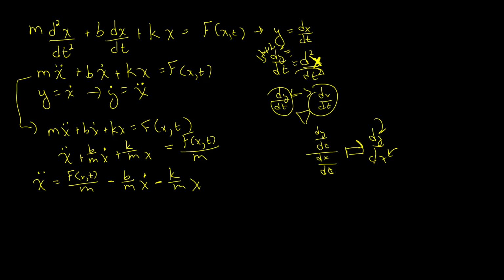But x double dot is y dot from our substitution up here. And so I'm going to have my driving function minus, well, x dot is y, minus k over m x. And so I've taken this differential and have it in terms of variables.